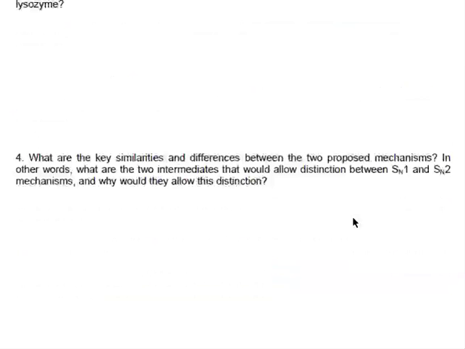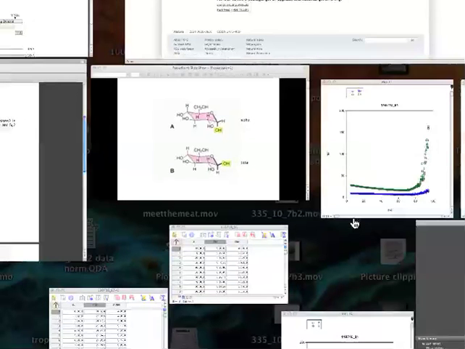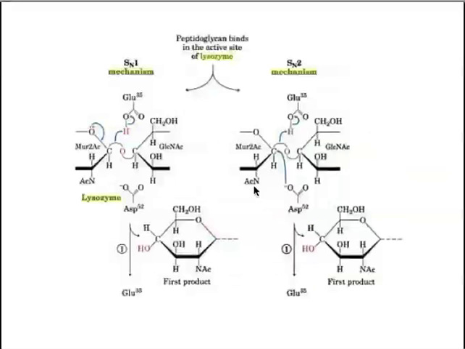Okay, let's think about the key similarities and differences between the proposed mechanisms. I'm going to show you those again, but in other words, what are the two intermediates that would allow distinction between SN1 and SN2 mechanisms? Why would they allow this distinction? Well, anyway, let's just look at the pictures for a second. I've broken this down. This is just straight out of your textbook, I believe. Just broken this down into the two stages of the reaction.